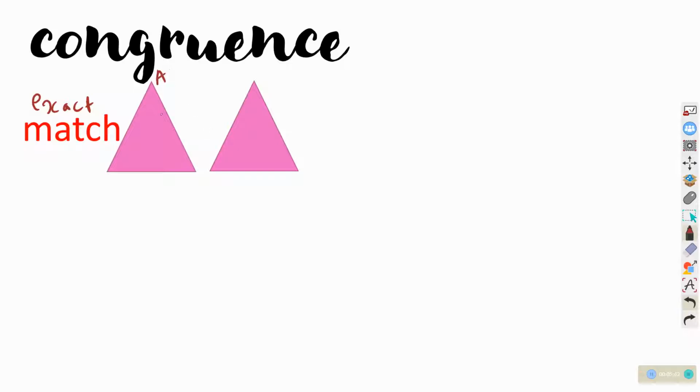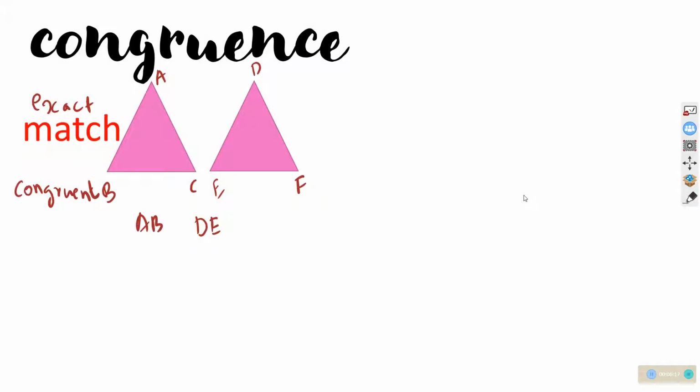If you take the measurement of this triangle ABC and DEF, what measurement do you have to take? You have to take the measurement of AB and that of DE. They will be equal. Then we will say that those two sides are congruent. The term is congruent. Exactly matching. In such a situation we use the term congruence.